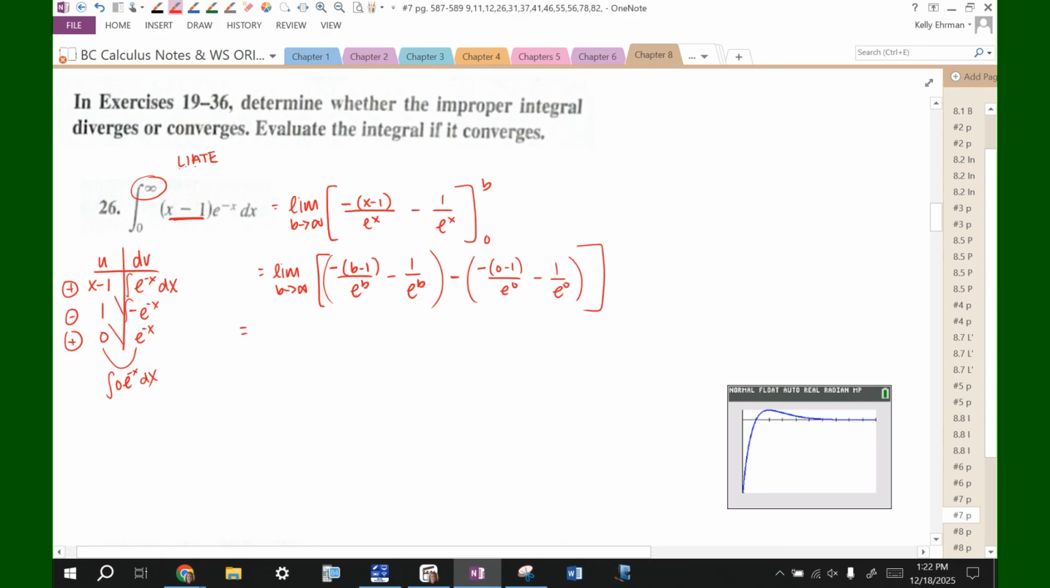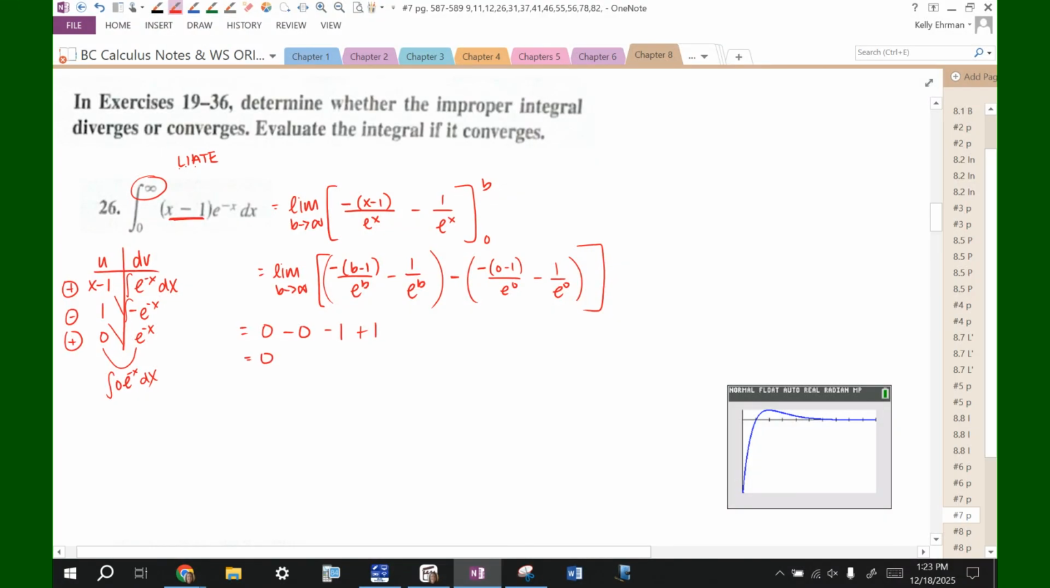Infinity over e to the infinity. Negative infinity over e to the infinity is 0. And then I have minus 1 over e to the infinity, so minus 0. This is minus 1 over 1 plus 1 over 1. Did I just get 0? Yes, I did.